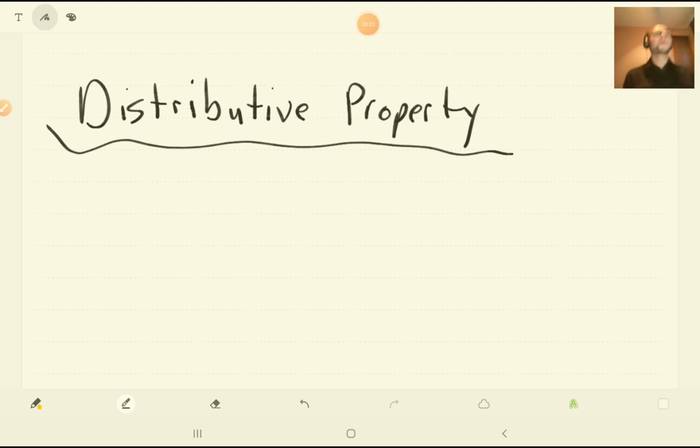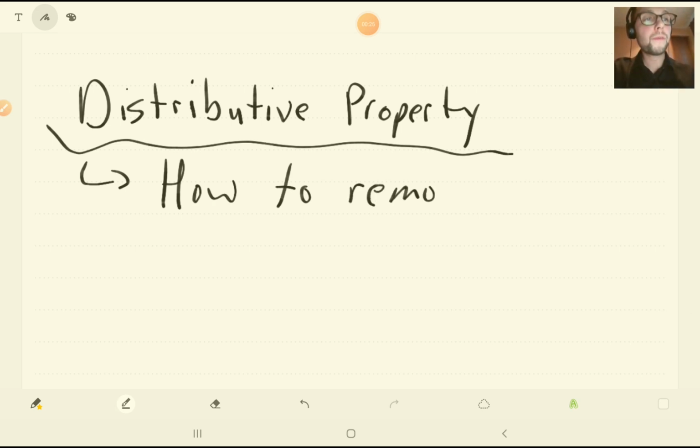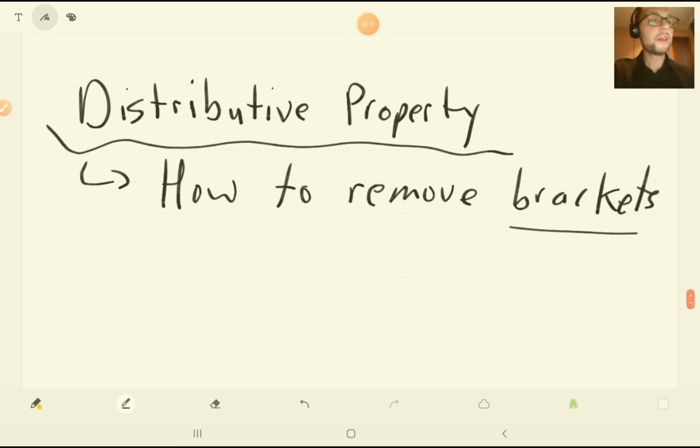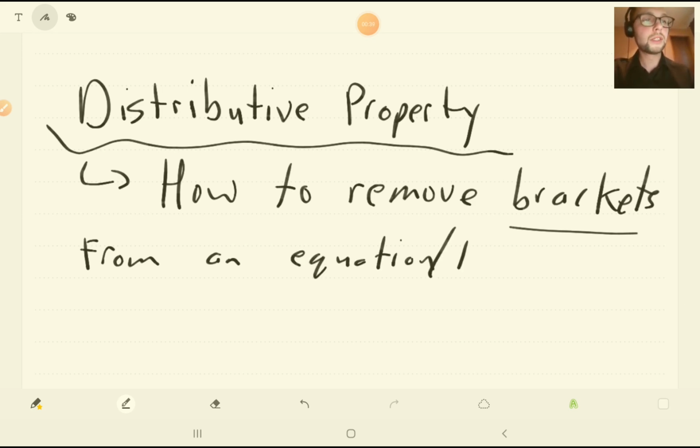All right, Assalamu alaikum. So the last part that I think is really good to know to be able to navigate properly through Chem 30 is the math property of distributive property, or the function of distributive property. And what that basically is, you could say, the goal of distributive property is how to remove brackets from an equation or a function.